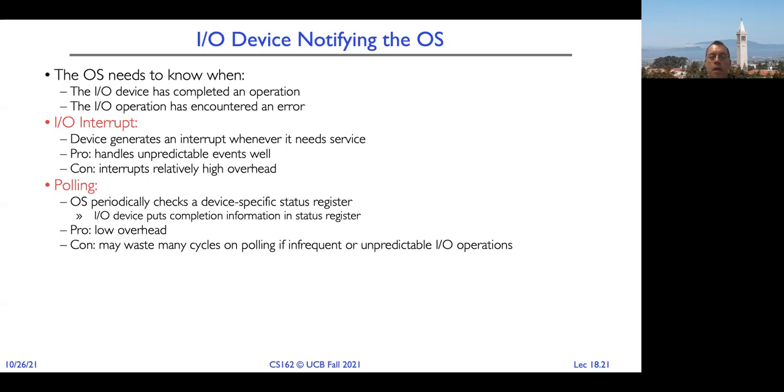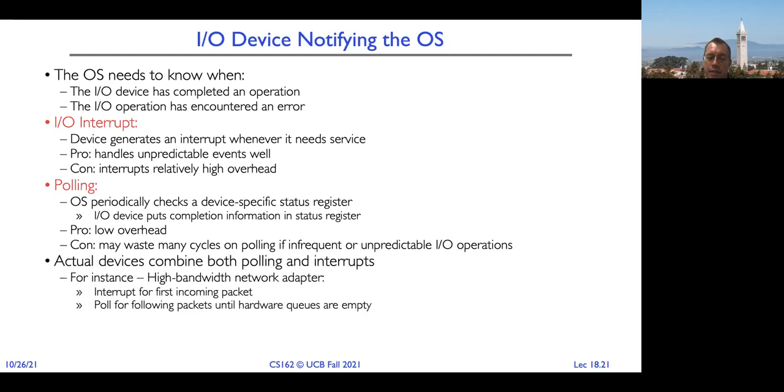Now, the pro here is low overhead because the OS is going to check on this between context switches. It doesn't need to do a context switch just to check. When the operating system, the kernel, gets control, it's also going to check this, right? Now, the con is that you check and nothing happens, then that's wasted time, CPU cycles, okay?